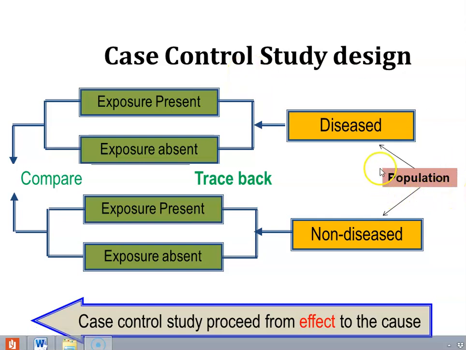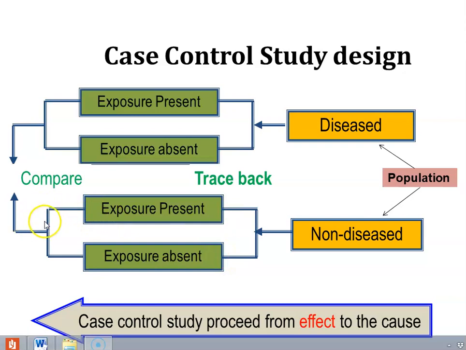So, here, starting with the population, categorizing them as whether they are diseased or non-diseased, asking the diseased ones, that is the cases, if they were exposed to a risk factor or if they were not exposed. At the same time, we are asking the healthy group, the control group, if they were exposed to the risk factor or not exposed.